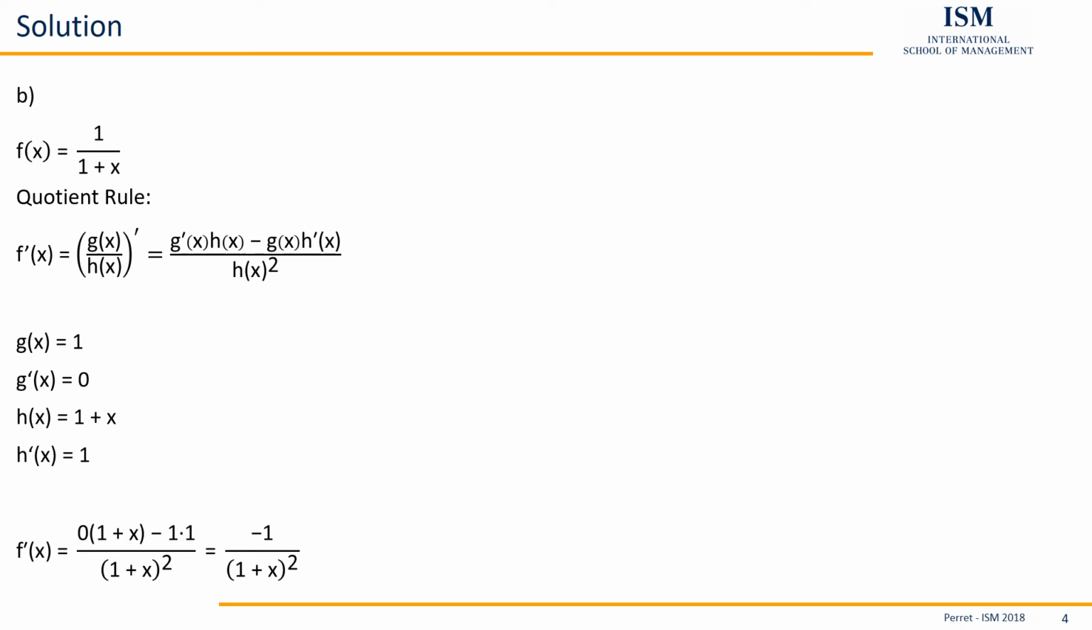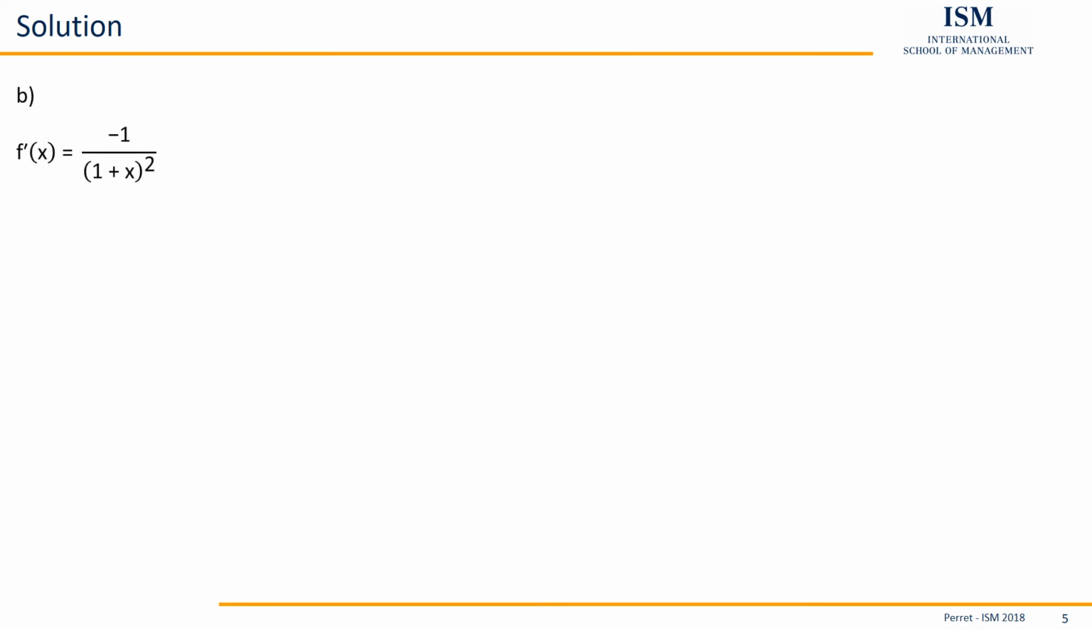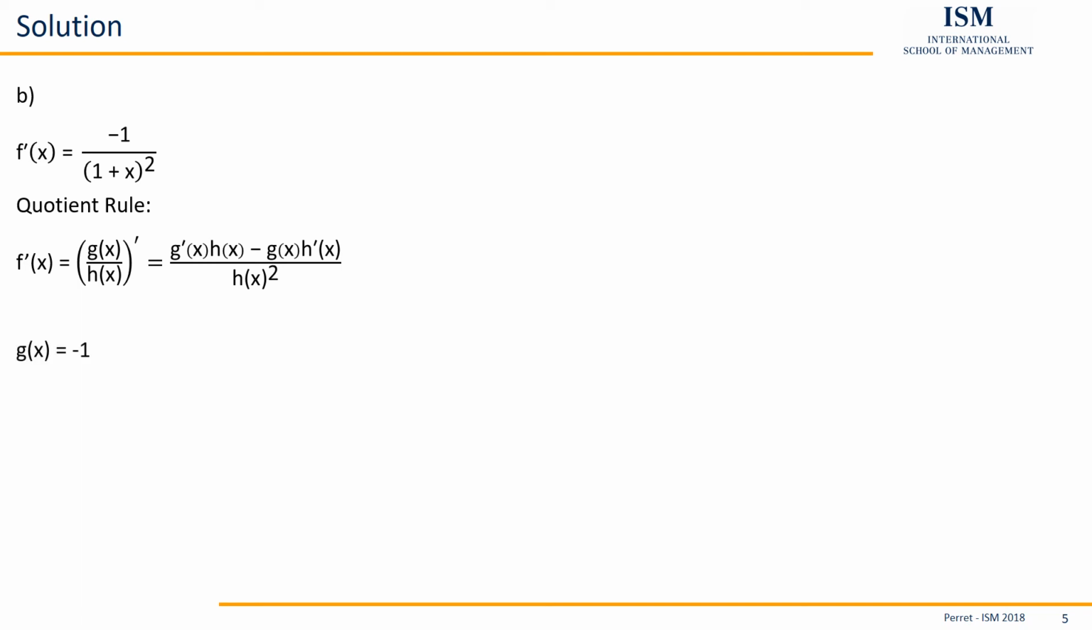Then we just need to take this function and derive it again. So we copy this function and again use the quotient rule. Here we have a new g. The new g here is minus 1, but still the derivative is 0. We also have a new h. That's 1 plus x in parentheses to the power of 2. Here we can just factor out, giving us x to the power of 2 plus 2x plus 1. And the derivative here is 2x plus 2.